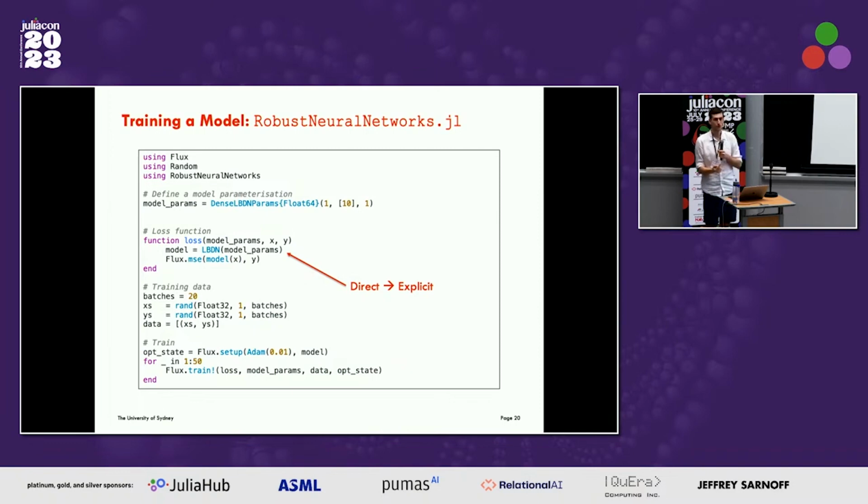Now, that can be annoying for a few people who are used to using Flux and not having to create models inside their loss function. So we actually have a wrapper, which means you don't have to do that. You can create the model outside. The only caveat is that we've just kind of hidden where the mapping actually occurs. So now every time you call the model, it creates that mapping from our free parameters to the explicit model that you evaluate on data.